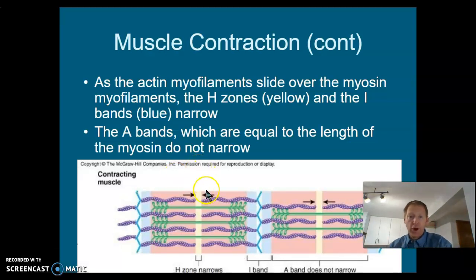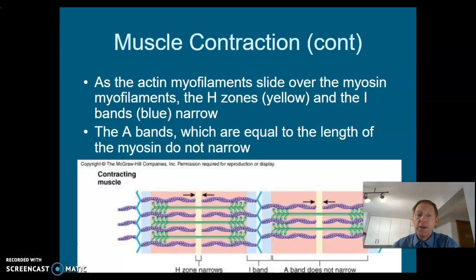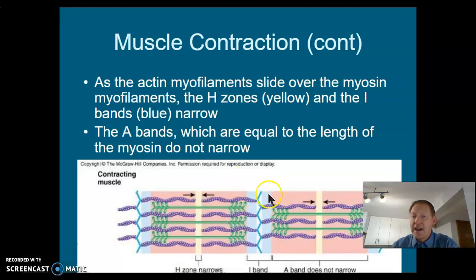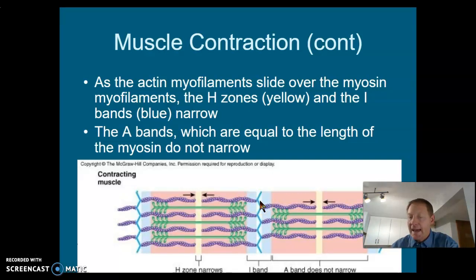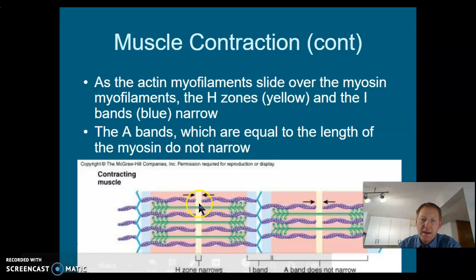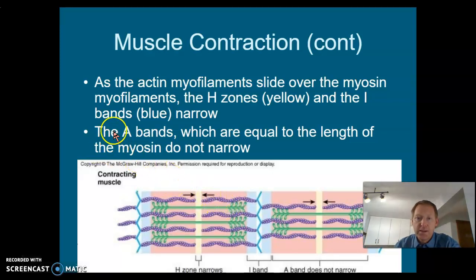So the H zones are these zones right here. The H zone is myosin only. And what we see is the H zones narrow. And also the I bands. The I bands are on either side of a Z disc, and they are actin only. I bands are actually the lightest because actin is, as it's sometimes called, the thin filament. So these are bright under a microscope, these I bands, and these H zones are darker than the I bands because they've got myosin, but lighter than this area where we have actin and myosin together. So that's where we start to see this.